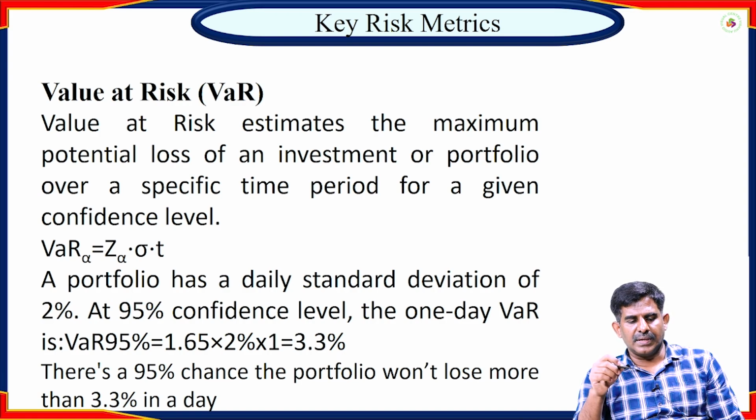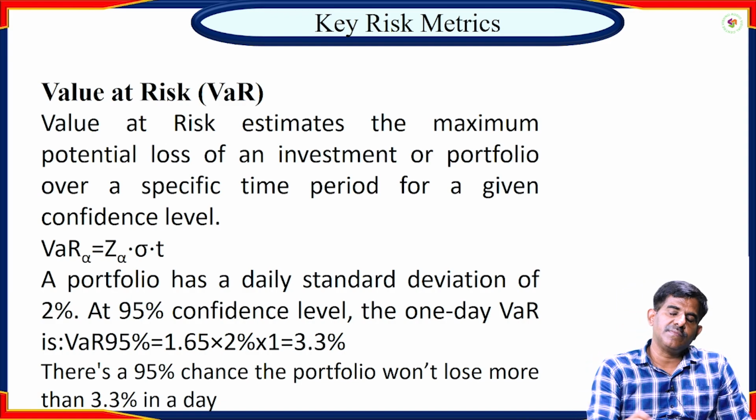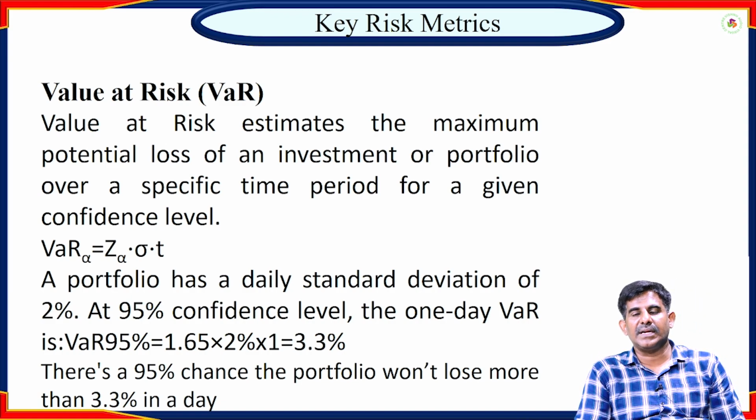A portfolio has a daily standard deviation of 2%, right? Standard deviation, I am talking about alpha. So with a standard deviation of 2% at a 95% confidence level, the 1 day VAR is calculated like this. VAR at 95% is equal to this Z value. This is from the normal distribution. The Z value at 95% is 1.65 into standard deviation 2%.